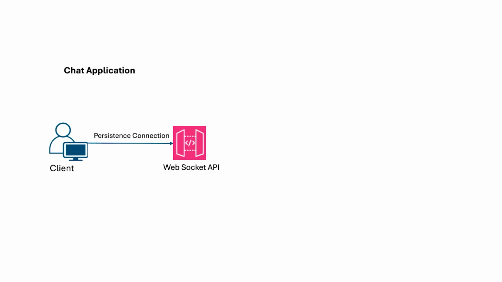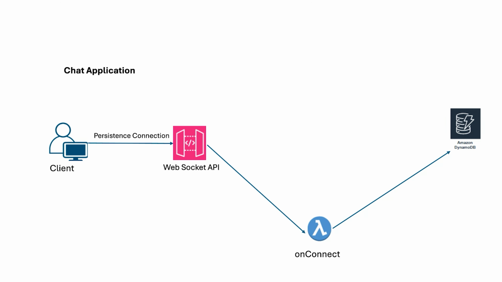Once the WebSocket API gets the connection initially, it will call one backend lambda. In AWS, we'll use lambda as the backend. This onConnect lambda will take that connection information and persist it in a data store. For example, here we are storing it inside Amazon DynamoDB. Once you have the connection ID persisted here, you can use the same connection ID to push requests or responses back to the client. The server also communicates with the client in real time.